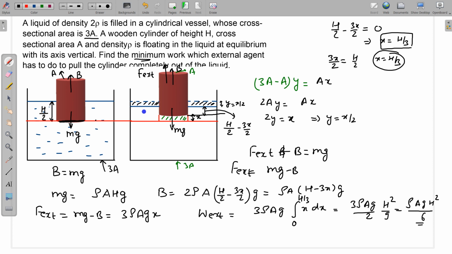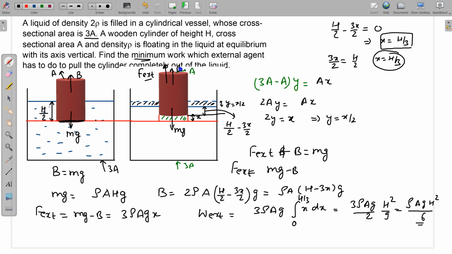We can also think in a different direction to solve this problem. We found the f external and calculated that f external multiplied by dx will be equal to the work done. We can also say that initially mg and b are balancing, there is no net force. Now as I am pulling this cylinder upwards, there is some net force I have to apply. This f external is mg minus b. Why do we have to apply this external force? This external force is exactly due to the change in buoyancy force.